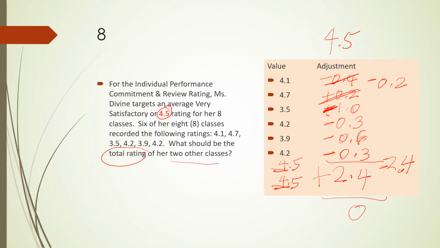Okay, so what will be the total rating? For the two classes it will be 9 plus 2.4 equal to 11.4. So are we clear in here?